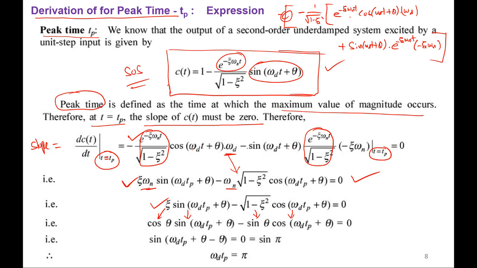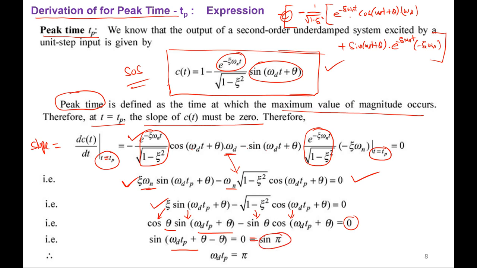Then we know the formula, sin of a plus b equals sin a cos b plus cos a sin b. Here it is sin of a minus b, minus is there, right? So this is a and this is b. I hope you are getting sin of a minus b, and it is equal to 0, right? But how will you get 0? It is sine of pi only.